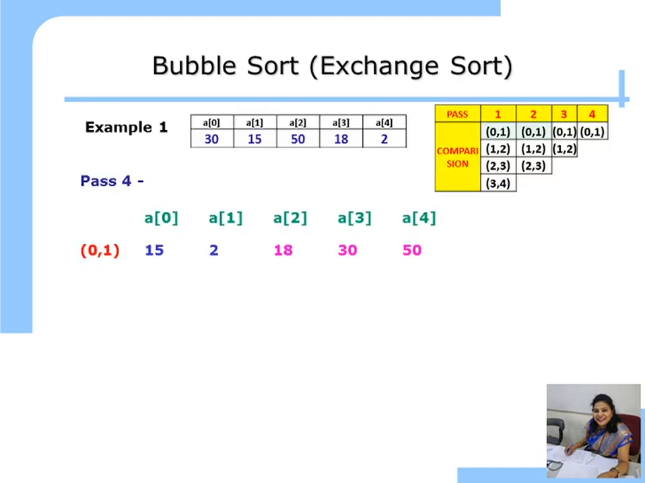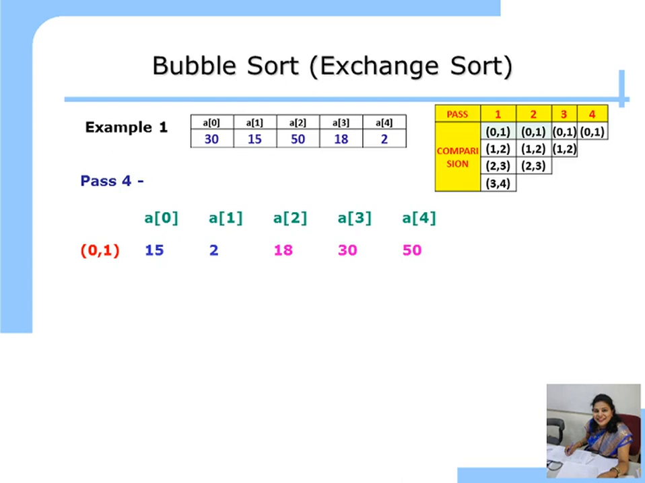Remember, the output of pass 3 will be the input of pass 4. So the input of pass 4 is 15, 2, 18, 30, 50. As you know, 18, 30 and 50 are already sorted. So in pass 4 there is only one comparison that we have to do, that is 0 and 1. What is present at the 0th location? It is 15. What is present at the first location? It is 2. Is the 0th element greater than the first element? Yes.